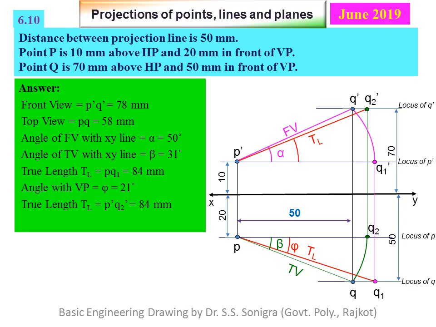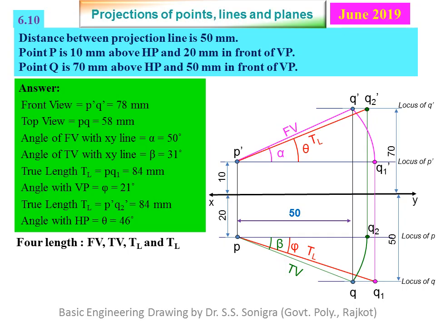Now measure this angle, that is called angle theta, the angle with the horizontal plane. Theta is equal to 46 degrees. So this is the final answer of the given problem, which is asked for 7 marks in the GTU June 2019 exam.